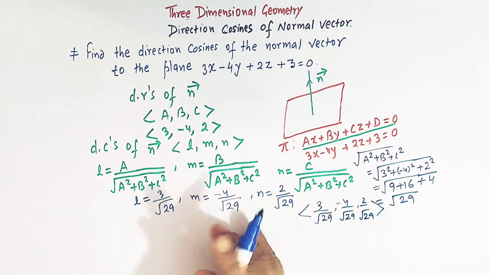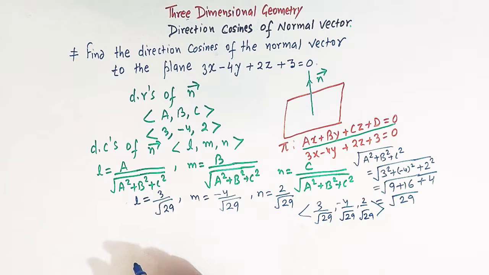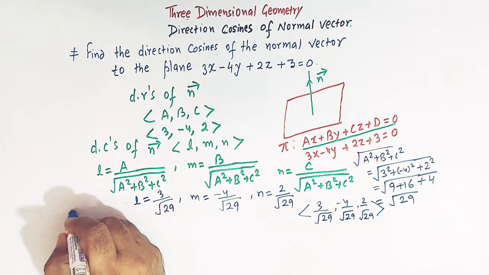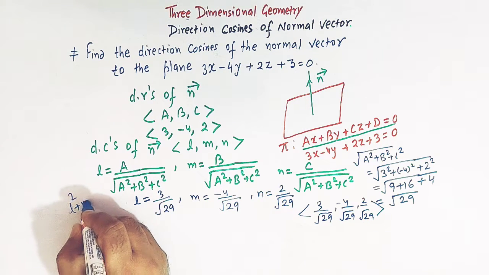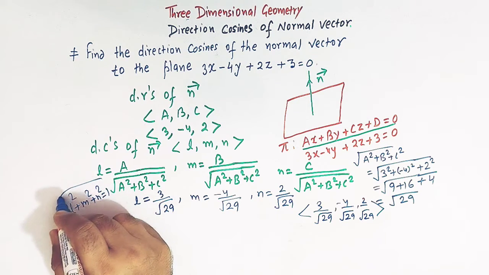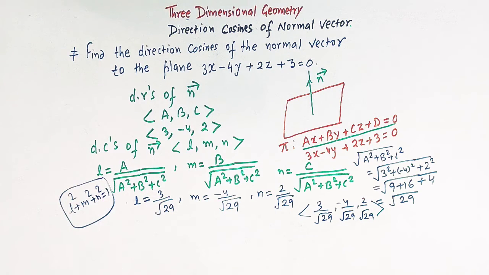And moreover, we also know a well-known relation in direction cosines, that the sum of the squares of the direction cosines is always equal to 1. So this is how we can find out the direction cosines of the normal vector to a plane when the direction ratios of the normal vector are given.